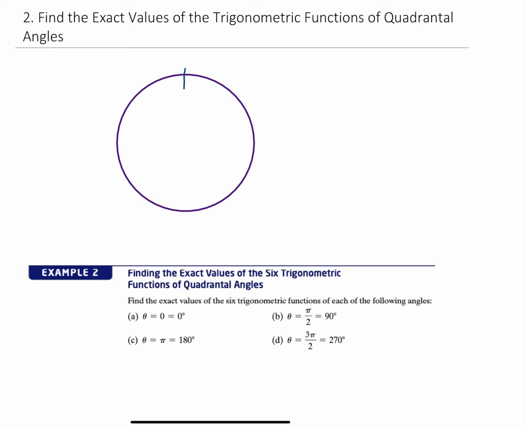So let's imagine this is the y-axis, and this will be the x-axis. And the 4 quadrants, we start with quadrant 1, where x and y are positive. Then we go counterclockwise. This is quadrant 2, where x is negative, y is positive. Then down to quadrant 3, where both x and y are negative. And then quadrant 4, where x is positive and y is negative.